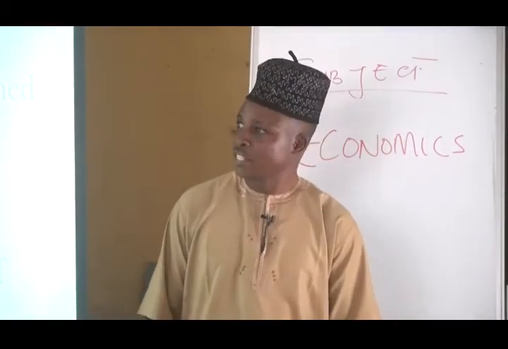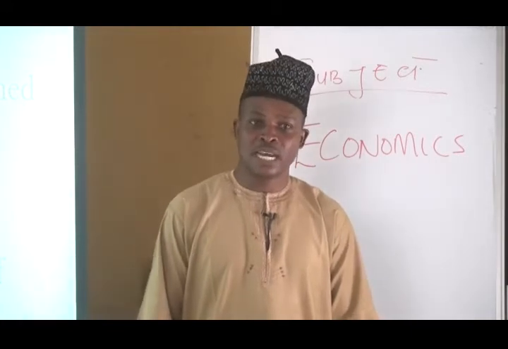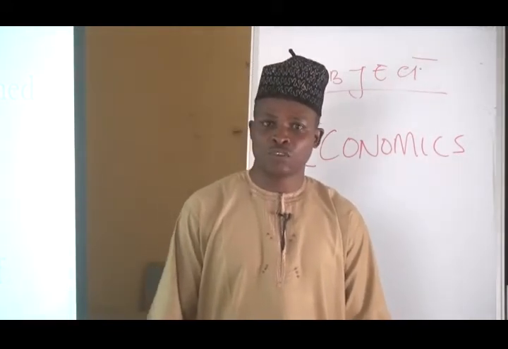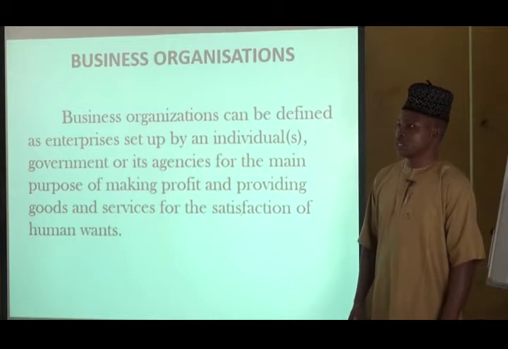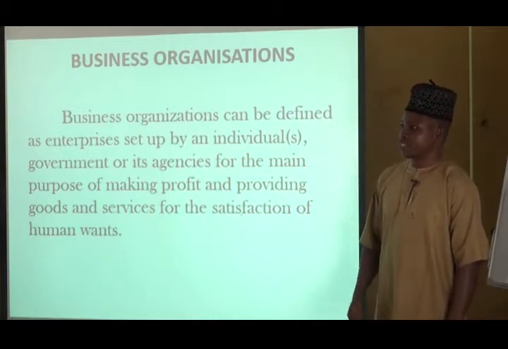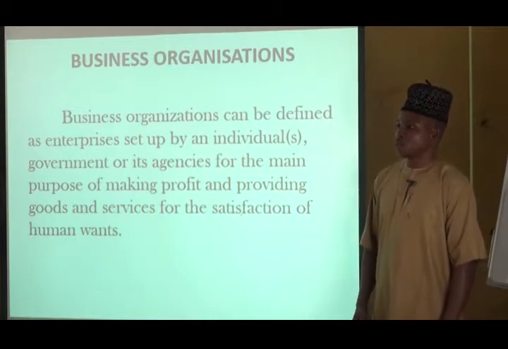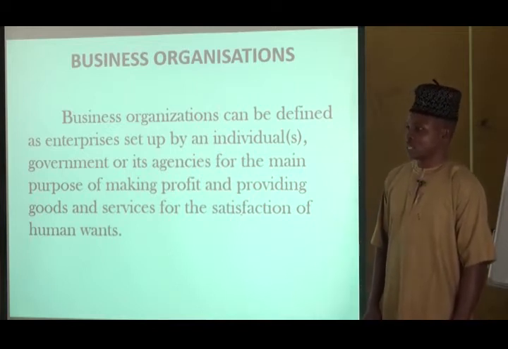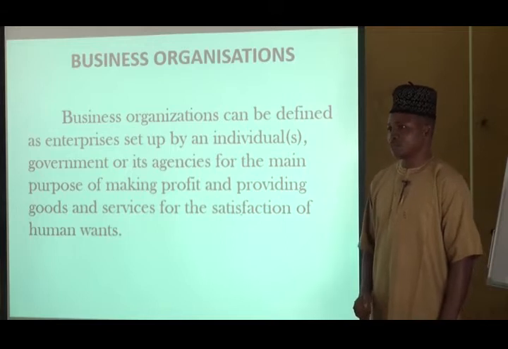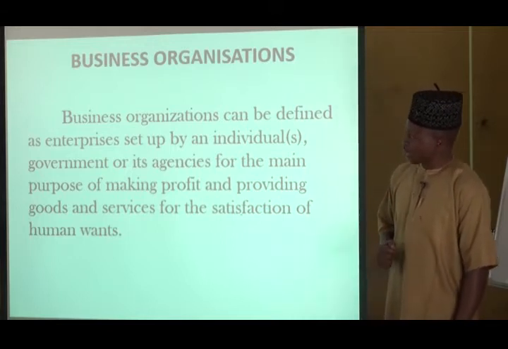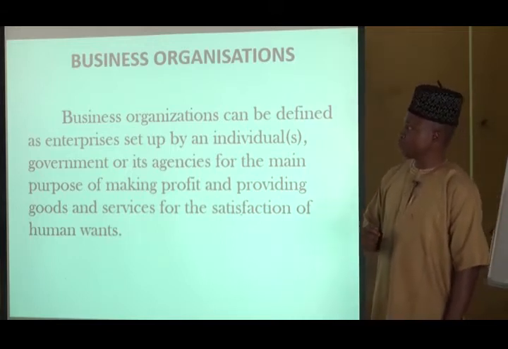Business organization. Business organizations can be defined as an enterprise set up by individuals, government or its agencies for the main purpose of making profit and providing goods and services to satisfy human wants. Now, this business organization as a topic is a very broad topic.